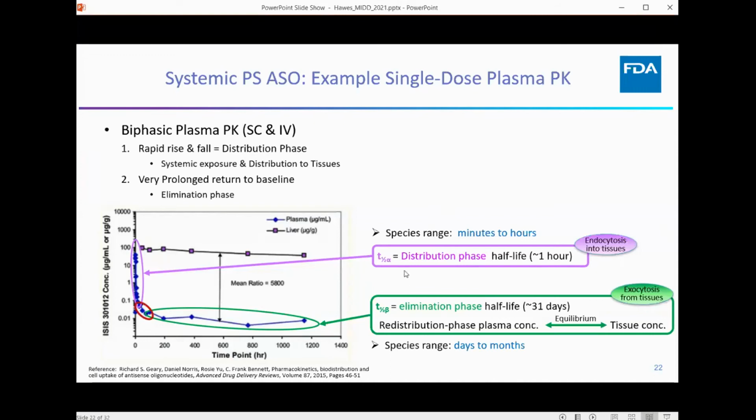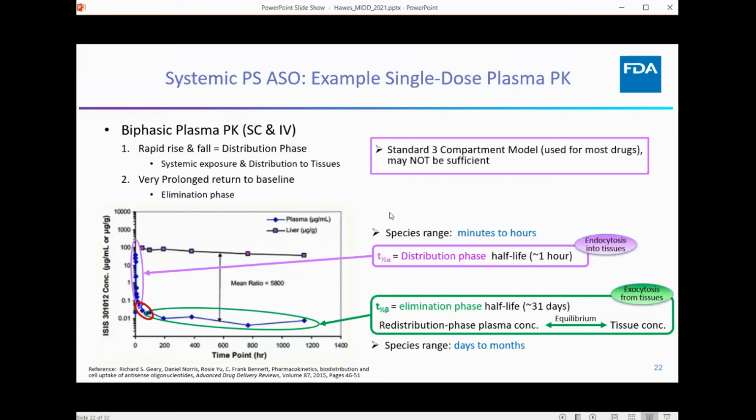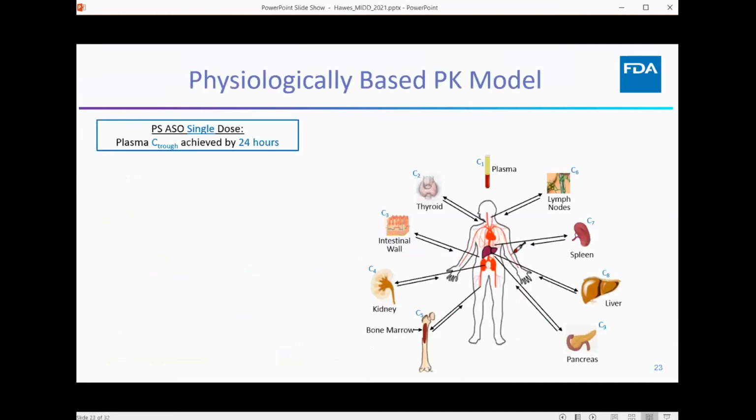Overall, I also wanted to mention that if you look closely and consider the long time scale of this PK graph, there may even be a third phase. But overall, a standard 3-compartment model, which is used for most drugs, may not be sufficient to model these types of drugs. Taking a closer look at how this might look for a PBPK model, it's readily evident that there are many compartments to consider for this drug class, and it quickly becomes very complicated.